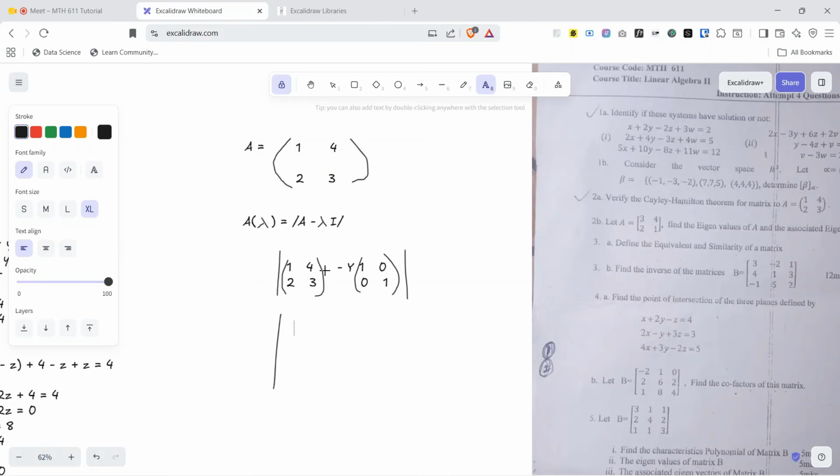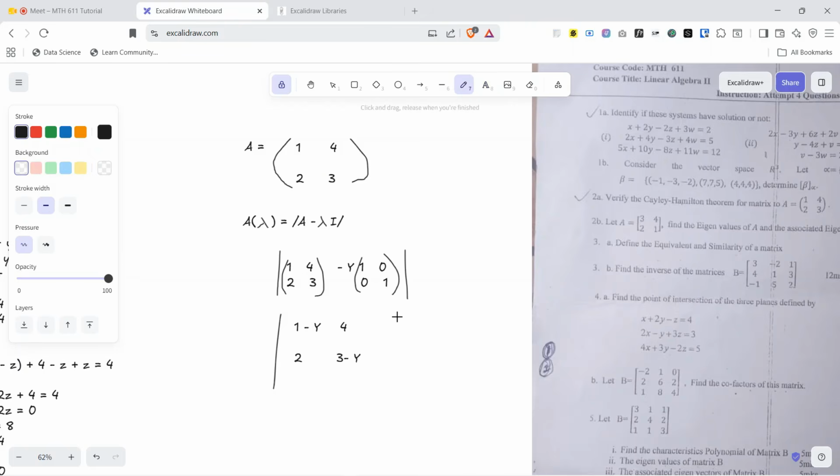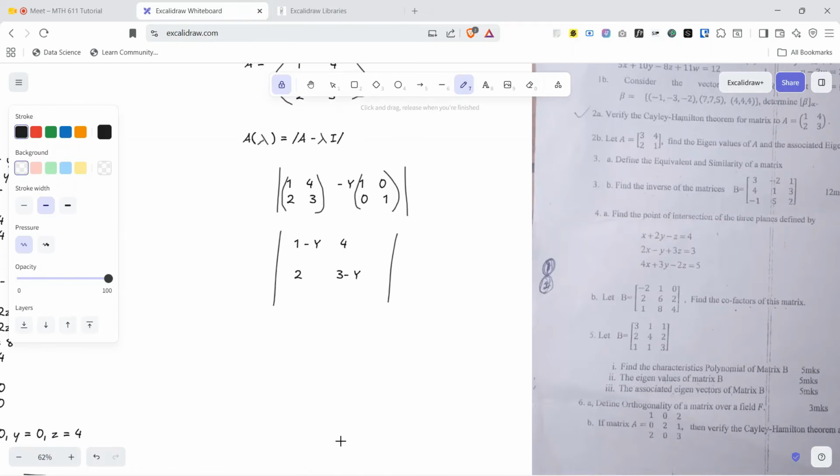So this would be 1 minus lambda, 1 minus lambda 4, then 2, 3 minus lambda. Yep, so this is what we are going to have. And we are going to solve this multiplied by this minus this. Did we get this so far, please?